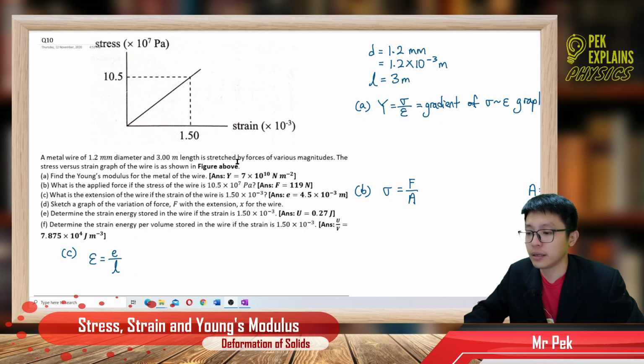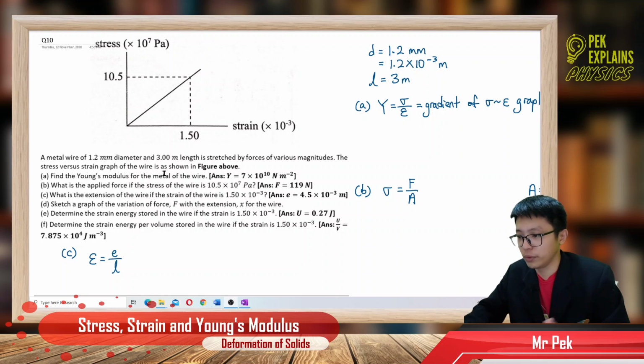It is stretched by forces of various magnitude. The stress versus strain graph of the wire is as shown in this figure. Find the Young modulus for the metal of the wire. Okay, I want to find the Young modulus of the wire.